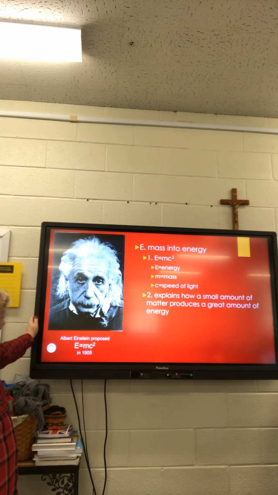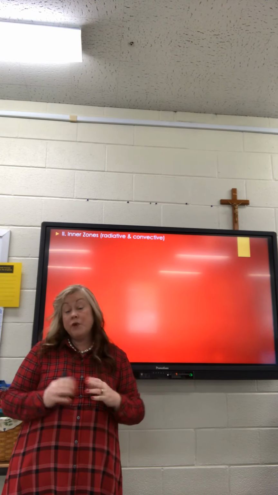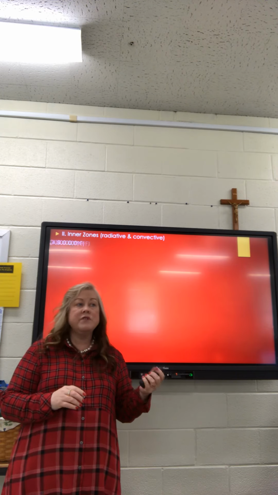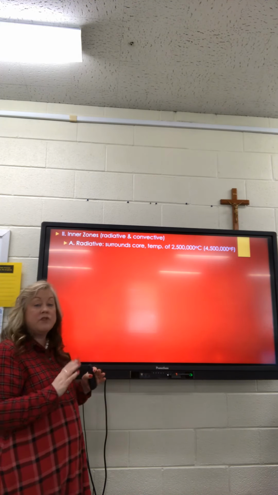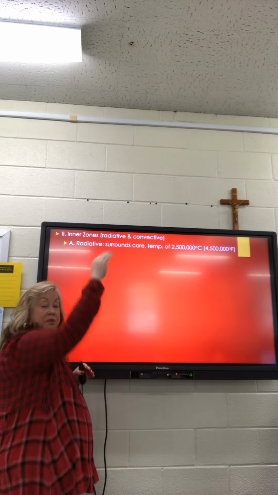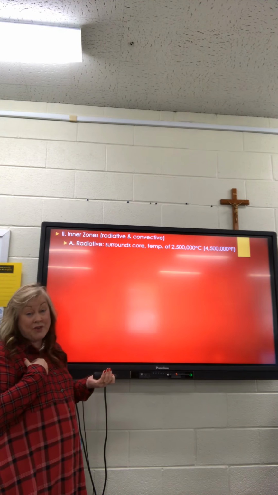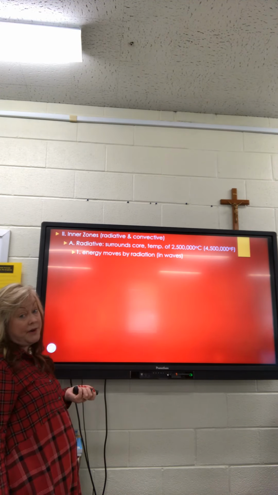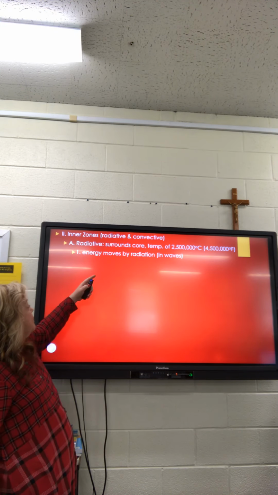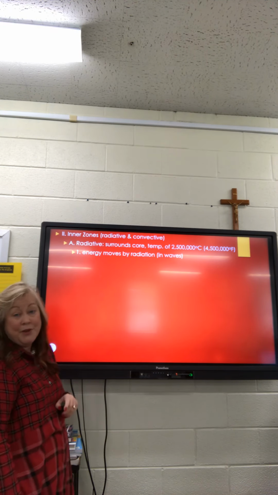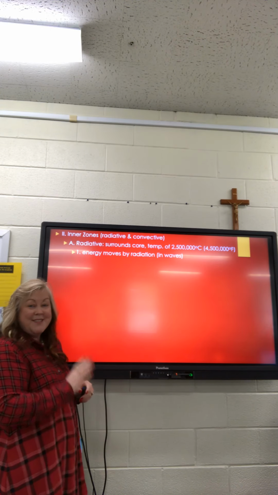Albert Einstein. All right, so you have the core. Surrounding the core, you have two things called inner zones. The first of which is called the radiative zone. The radiative zone gets its name because energy in the radiative zone is moving by radiation, which is energy moving in waves. It has a temperature of about 2.5 million degrees Celsius, or to you and me, that's 4.5 million degrees Fahrenheit. Still pretty hot, but a lot cooler than 27 million degrees Fahrenheit in the core. This is how this zone gets its name.